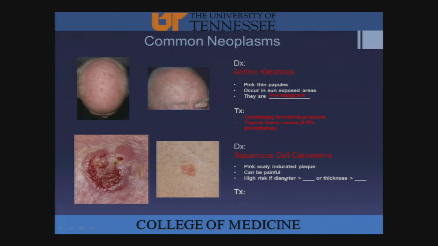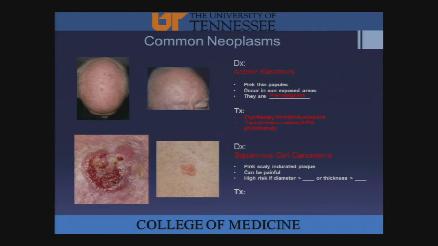All right. This can be painful, and there are certain features that define a high-risk squamous cell carcinoma. One of them is obviously if it's poorly differentiated, or if it's on what they call a non-glabrous area, which is essentially hairless skin, like your lip areas. That's high risk. But in terms of diameter and thickness, those are the other two important things.